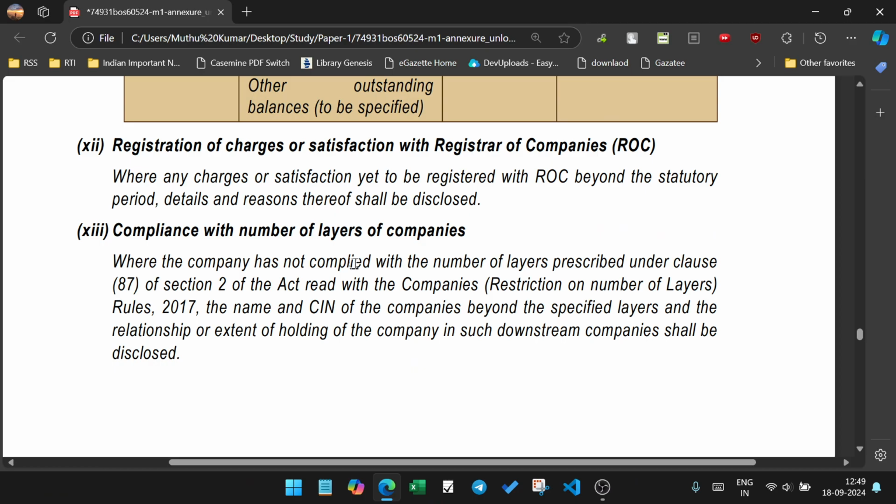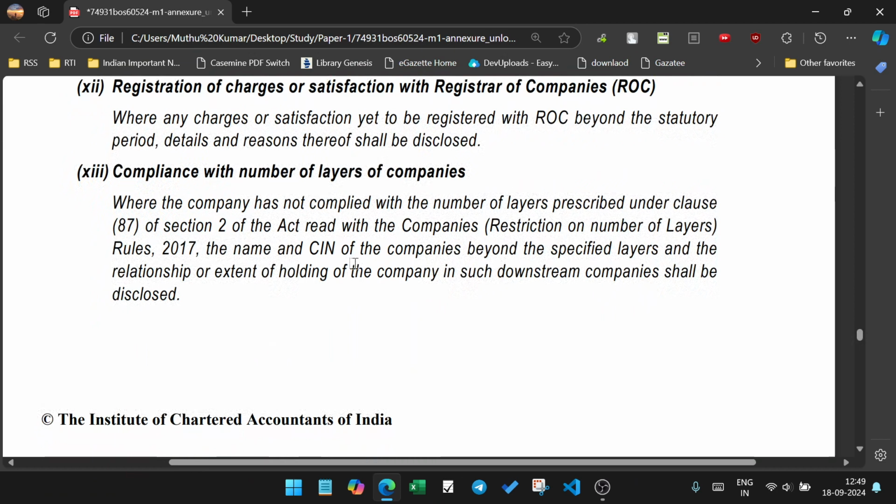Registration of charges or satisfaction with the Registrar of Companies. Where any charges or satisfaction are yet to be registered with the ROC beyond the statutory period, the details and reasons for the delay shall be disclosed.